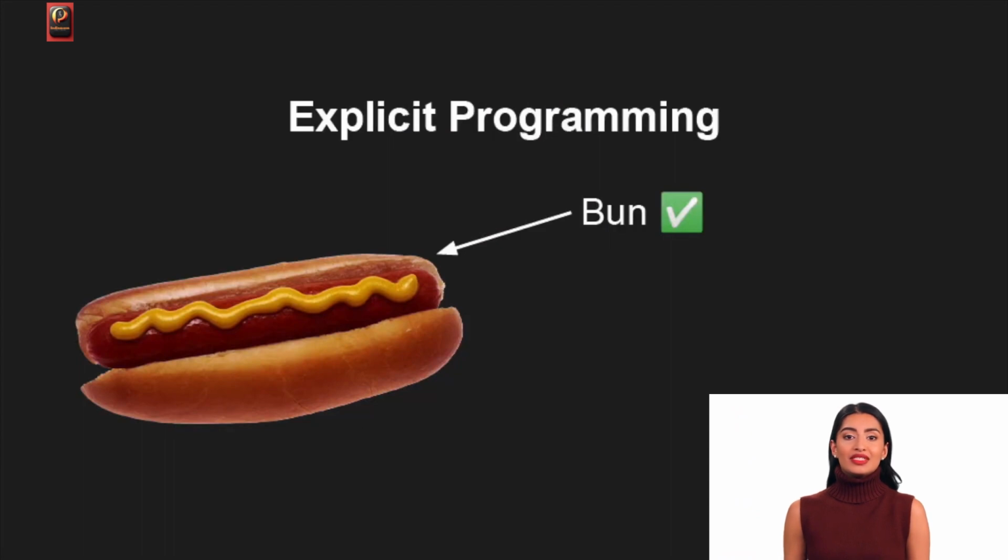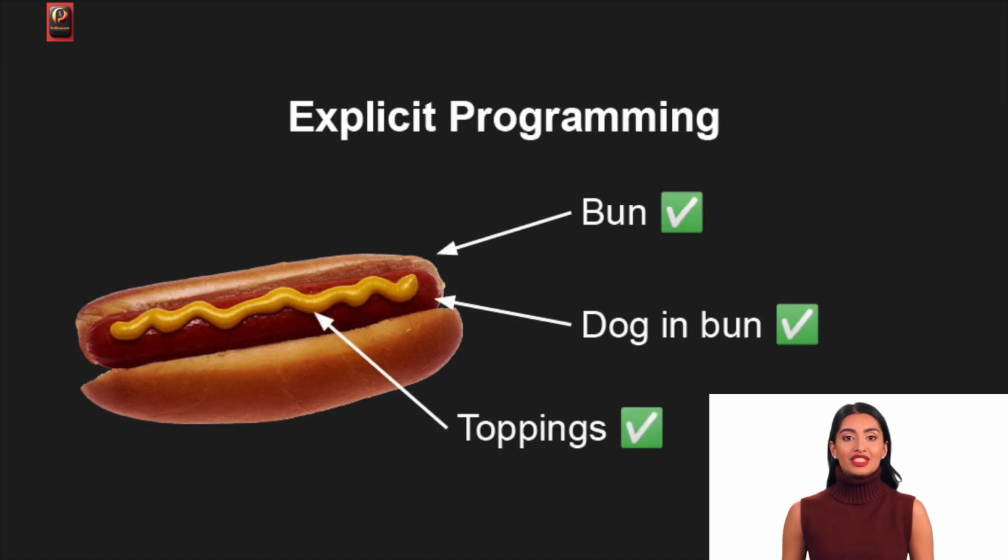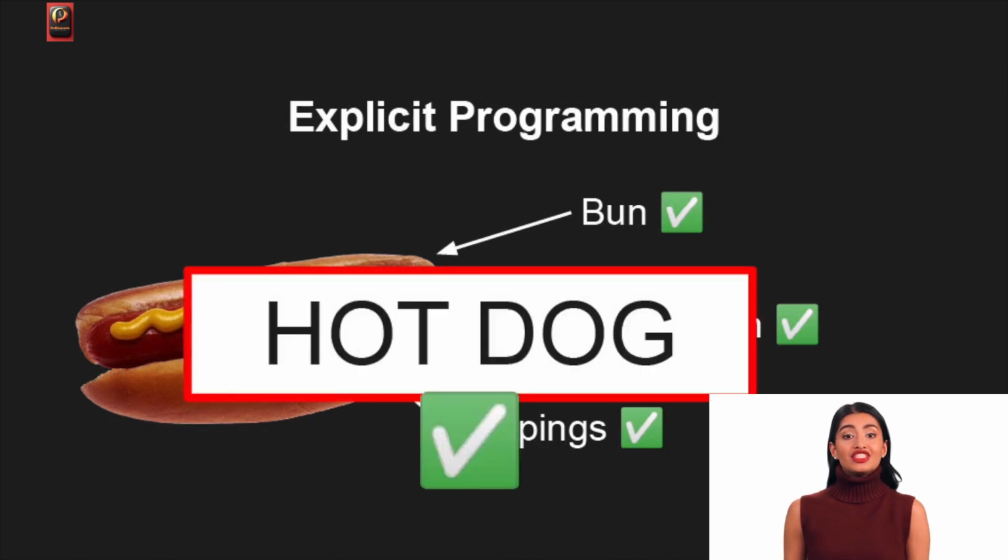So for example, if I wanted to know whether or not an image contained a hot dog, explicit programming would be us, the programmer, saying, okay, if there is a bun in the image, and then if there is a hot dog in the bun, and if there's relish or mustard, or whatever you want to put on your hot dog. And so if all of these things are true, then it's a hot dog.